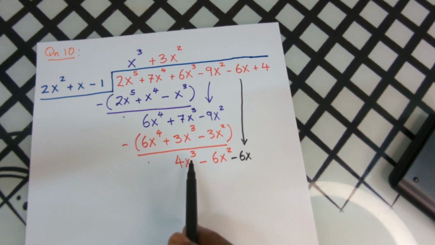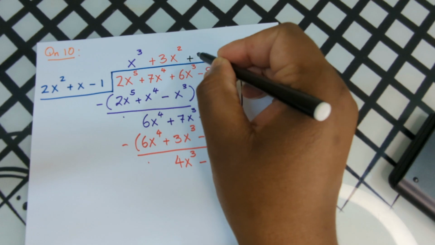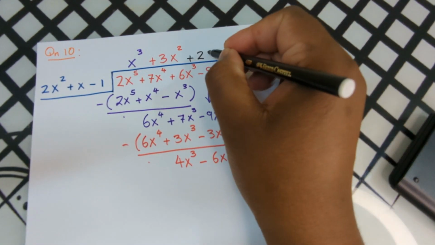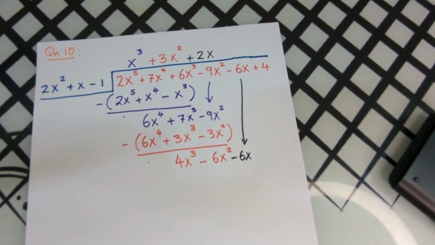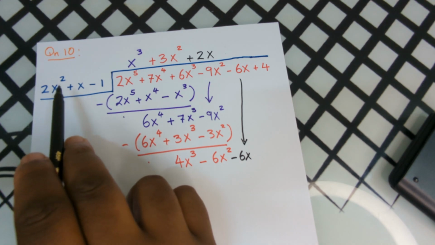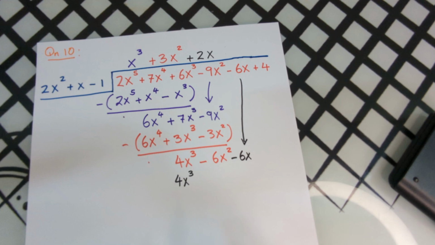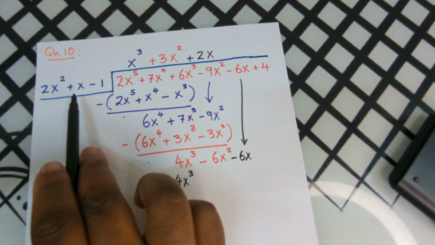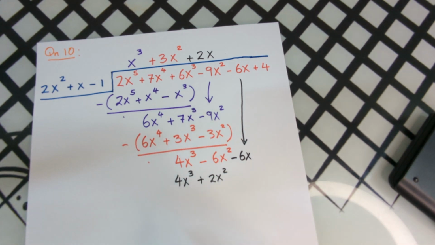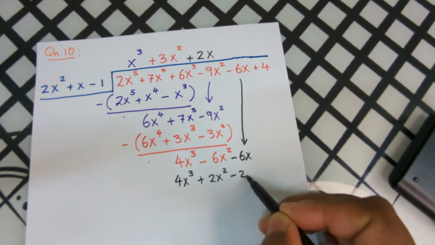So 4x to the power 3 divided by 2x to the power 2. 4 divided by 2 is 2. x to the 3 divided by x to the 2 is simply x. And then we multiply 2x by 2x squared. It will give you 4x to the power 3. And 2x multiplied by x will be 2x squared. And 2x multiplied by negative 1 is negative 2x.